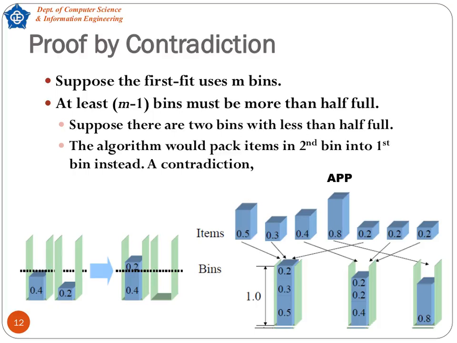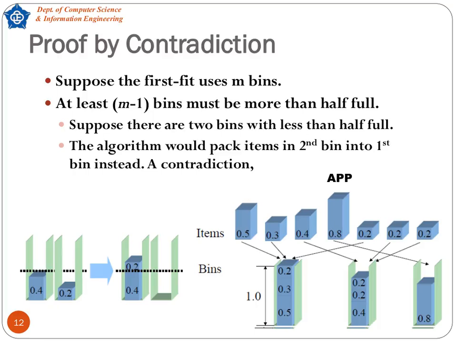This slide delves into a proof by contradiction for the first fit bin packing algorithm. Let's begin by supposing the first fit algorithm uses M bins to pack a given set of items. Our core assertion, which we aim to prove, is that if this is true, then at least M-1 of those bins must be more than half full. To prove this, we'll use a classic technique, proof by contradiction. Let's assume the exact opposite is true.